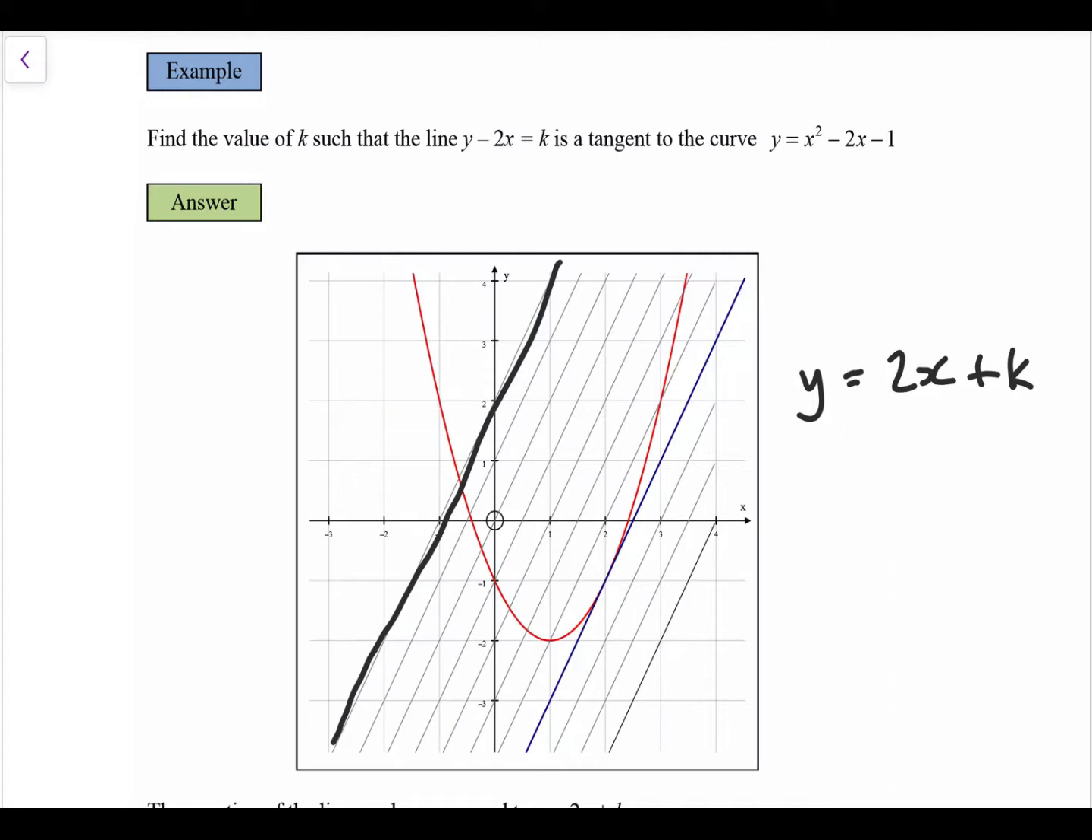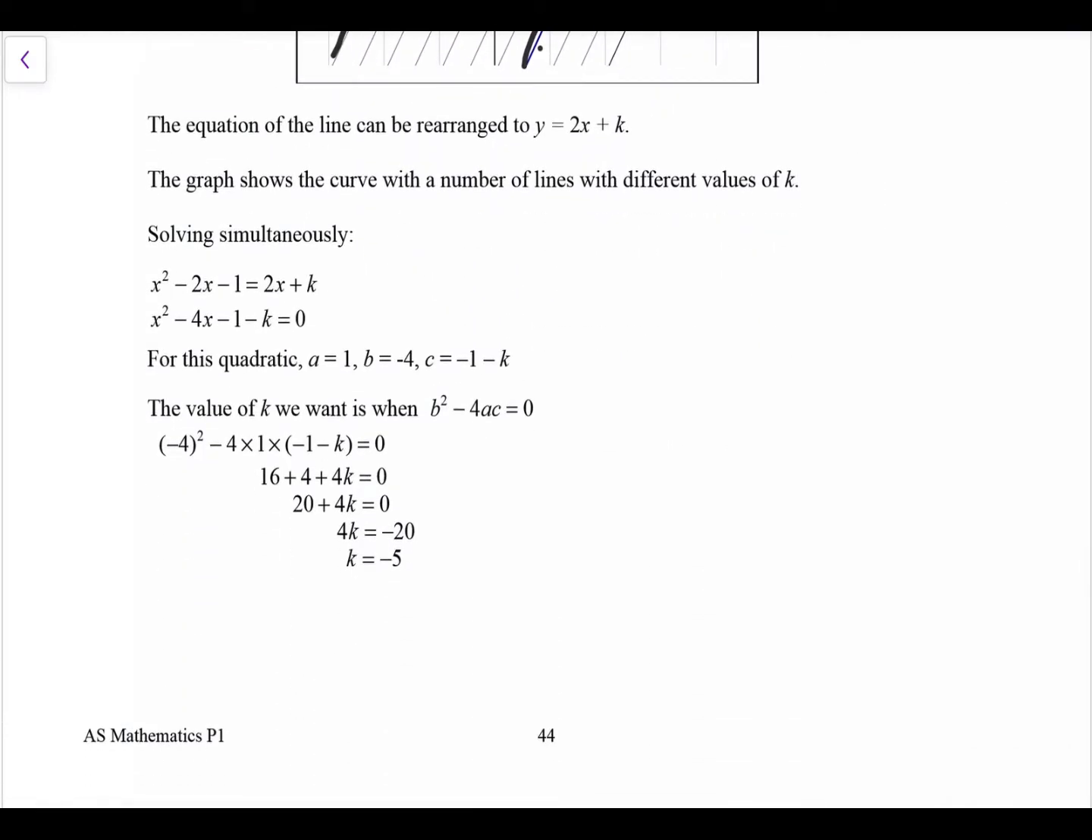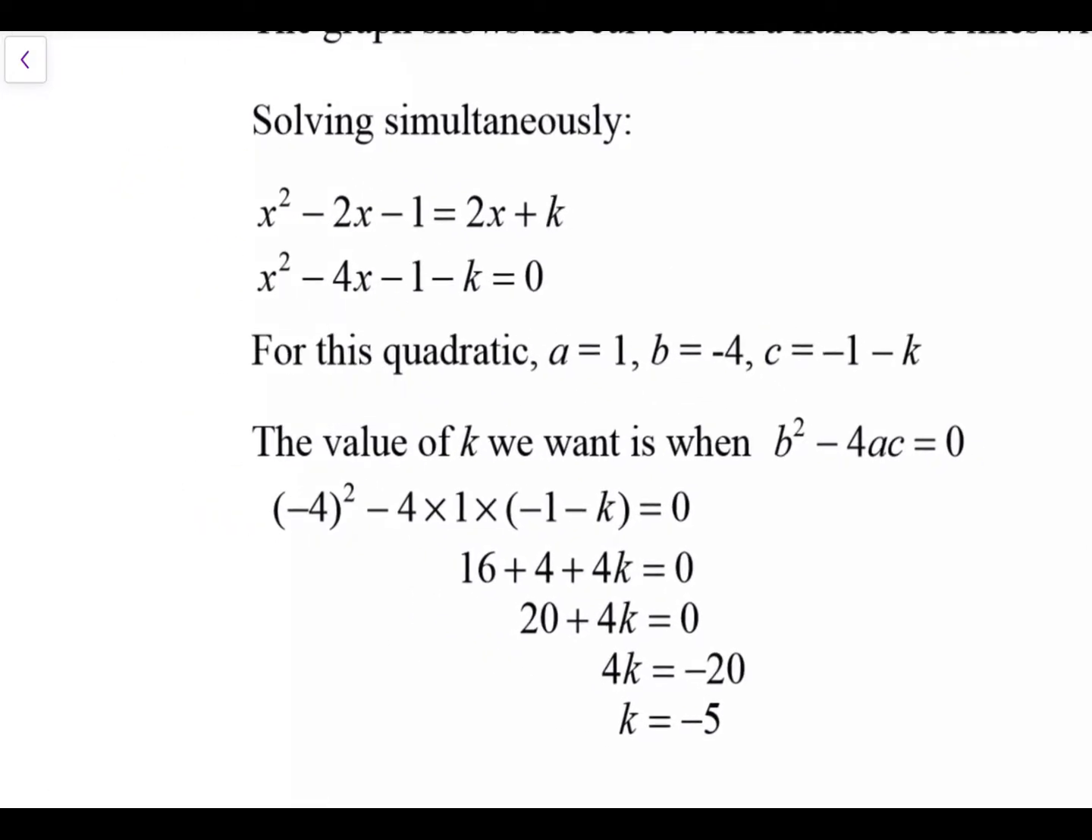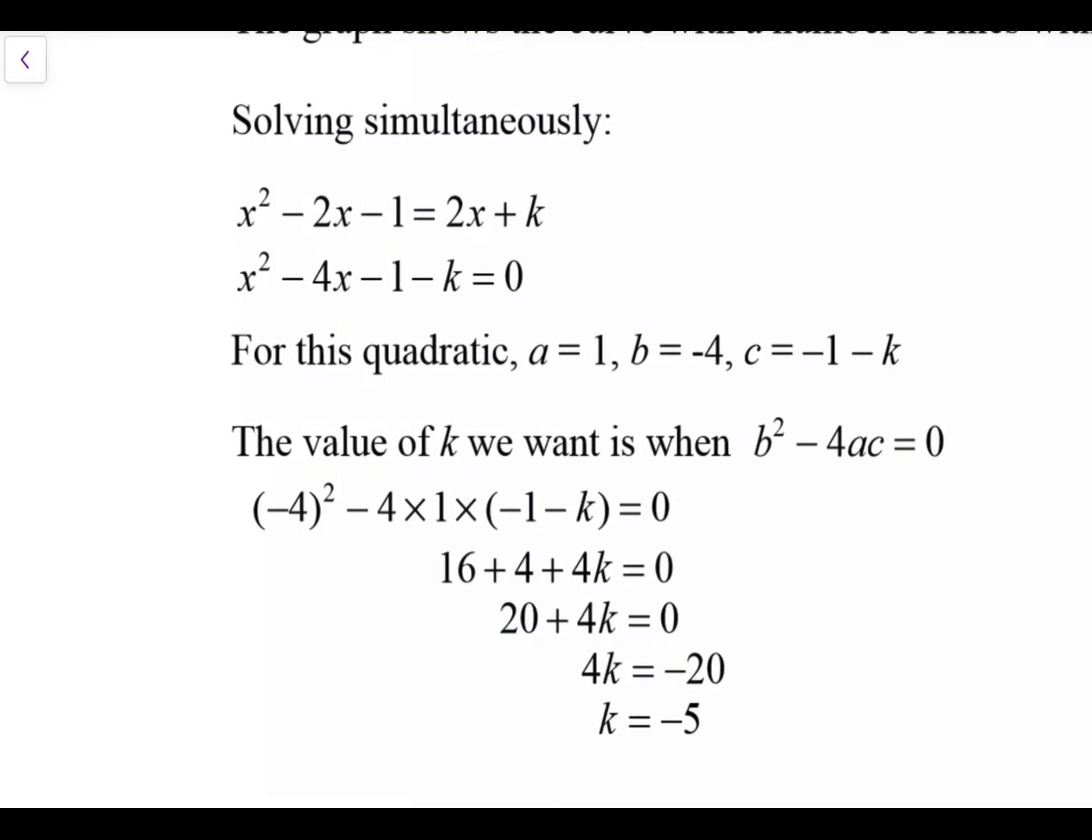So we're looking for the exact right value of k so that the line is a tangent. That is, that it just touches the curve at one exact point. That means that the discriminant here, when we try and solve these simultaneously, is going to be equal to 0. So let's do that. We rearrange the equation of the line. We solve them simultaneously, which means we make one equal to the other. A bit of rearranging gets us to this thing here.